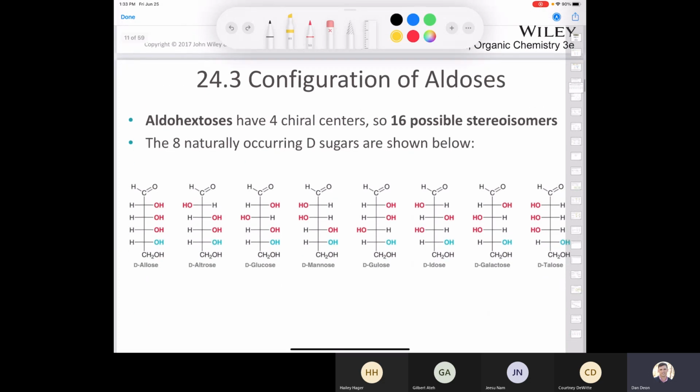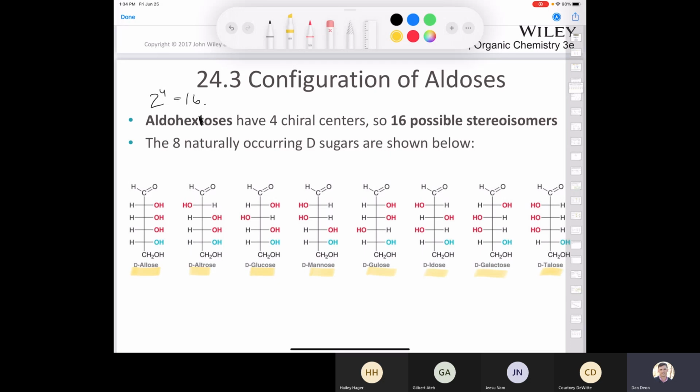Well, if we keep going up to an aldohexose, this is a typo here. It shouldn't say hextose. There's no such thing. It's an aldohexose. They have 4 chiral centers, so we have 2 to the power of 4, which is equal to a total of 16 possible stereoisomers. We have 8 D stereoisomers, and then we have 8 L stereoisomers. So we go from allose to altrose to glucose, mannose, gulose, idose, galactose, and talose.